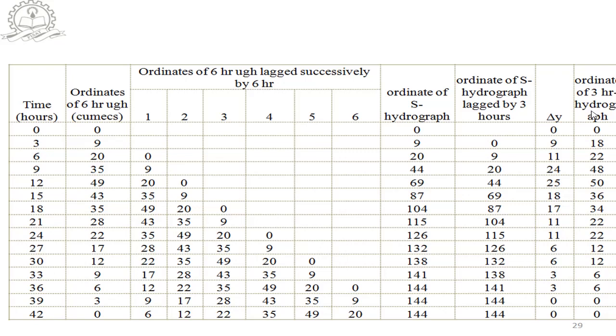I mean the ordinate of the 3-hour unit hydrograph, that we can calculate using the equation delta y into capital T0 divided by small t0. Here capital T0 is 6 hours and small t0 is 3 hours. So multiply by 6 by 2, and by this 6 by 2 you will get this as the ordinate of the 3-hour hydrograph.